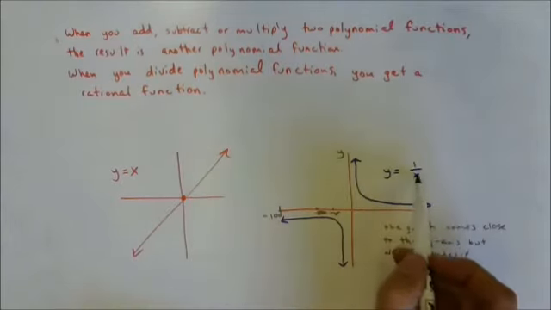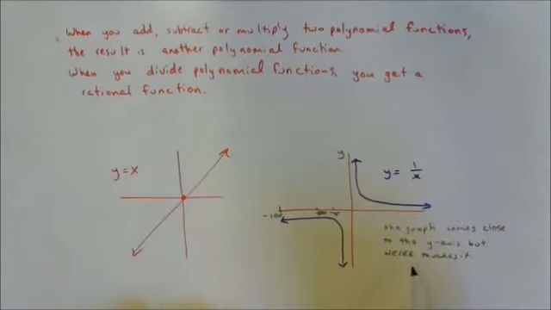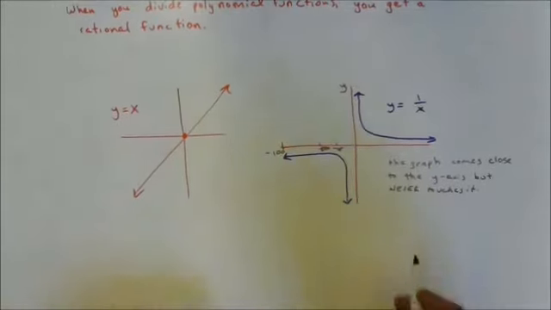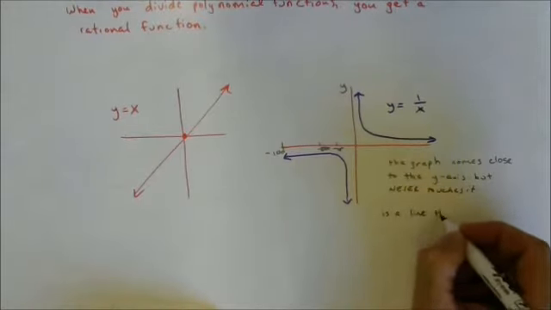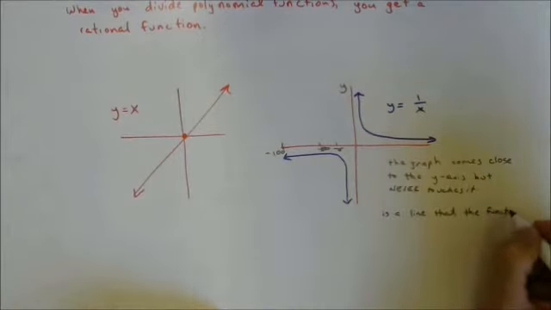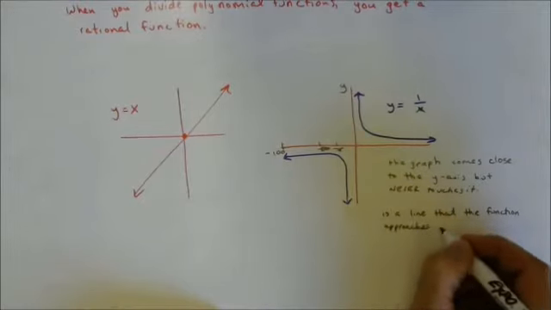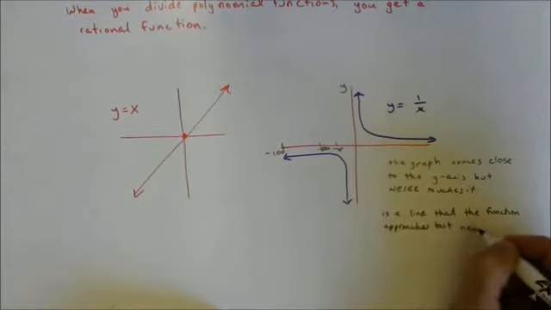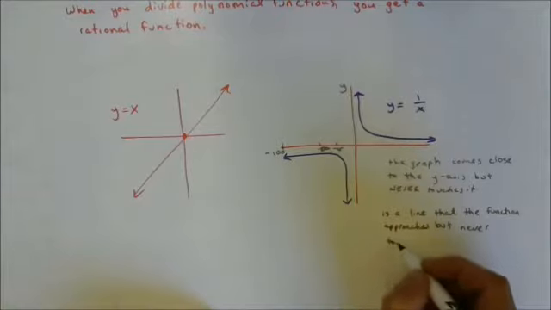But as you get closer and closer and closer to putting in, well, cut that part out, but the graph comes close to the y-axis but never touches it. So then we need a definition for our asymptote. An asymptote is a line that the function approaches but never touches.